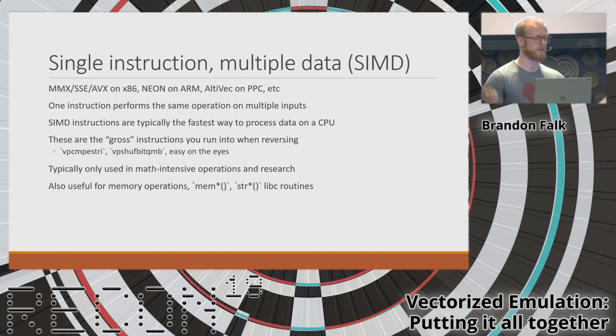And these are the things that you see when you're reversing, and you get into a memcpy and you're like, what are these 20-letter instructions? I have no idea what this is. Usually they just make things a little faster. So you won't really see much use of the vectorized computation unless you're actually doing math-intensive things, but you will see them used for memory operations in the mem class libc functions and the str functions.